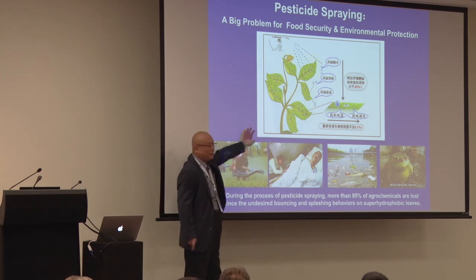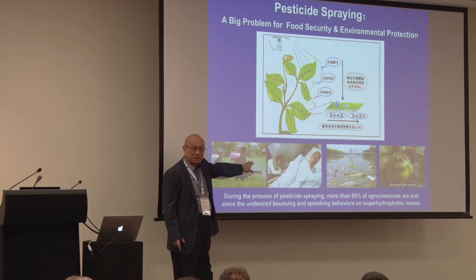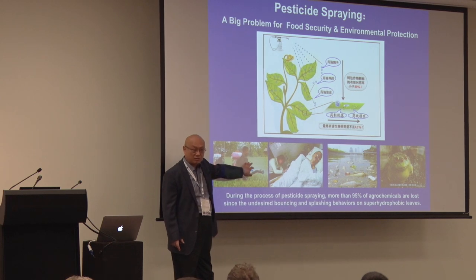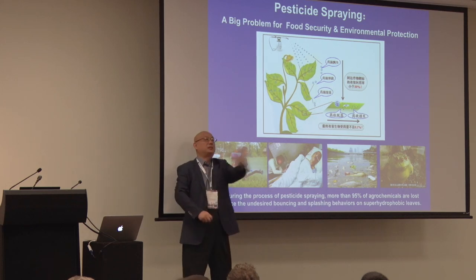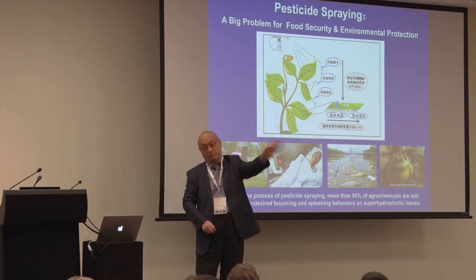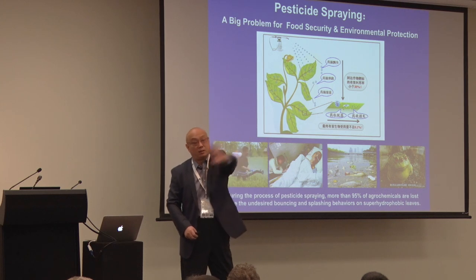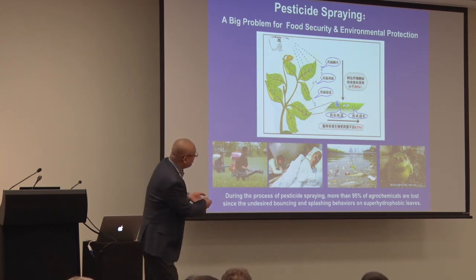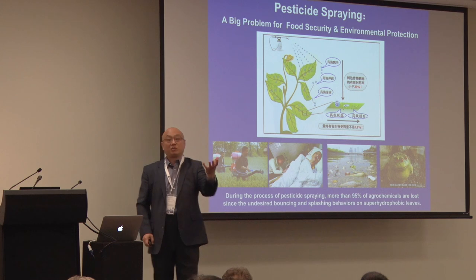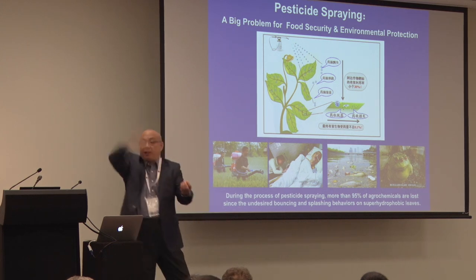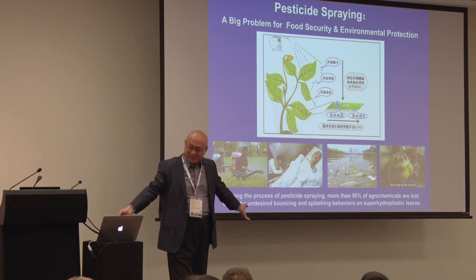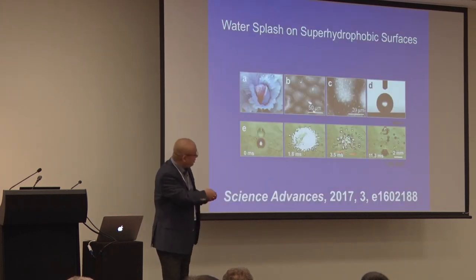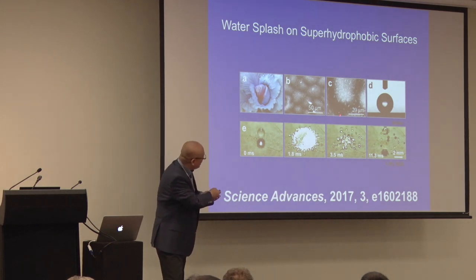One minute. This is a very serious problem. Agriculture is a very serious issue in Austria. You spray chemicals on the plants, but only 3.1% are useful. Others will jump away because most plant leaves are super hydrophobic. Okay, you see here, jump away. What's wrong with the impact on the leaf surface? Jump away.